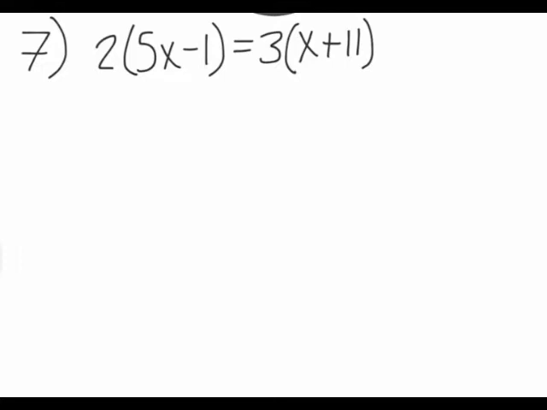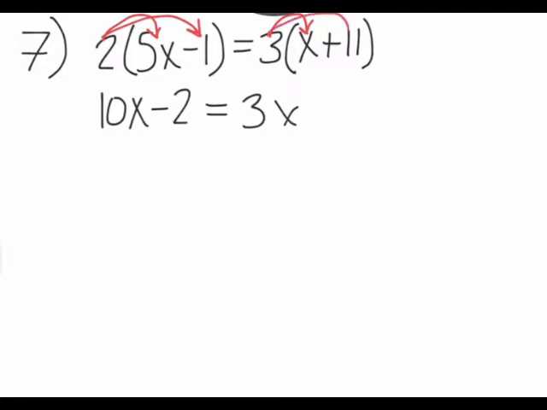So again, remember, anytime you see a set of parentheses with a number multiplying it out front, it never hurts, and it's sometimes actually the best thing, to distribute that number into the parentheses. So let's distribute the 2 on the left-hand side. 2 times the 5x gives 10x. 2 times the negative 1 gives negative 2. This is going to be equal to 3 times x gives 3x, and then 3 times 11 gives plus 33.